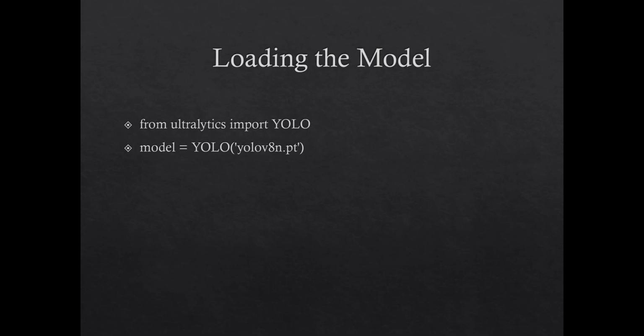Now let's load the model. From ultralytics import YOLO, and model equals YOLO('yolov8n.pt'). The yolov8n.pt refers to the nano version, which is the fastest and smallest model. You can also try YOLO v8s, v8m, or v8x for larger ones. These models are already trained, so you don't need to do any training yourself.